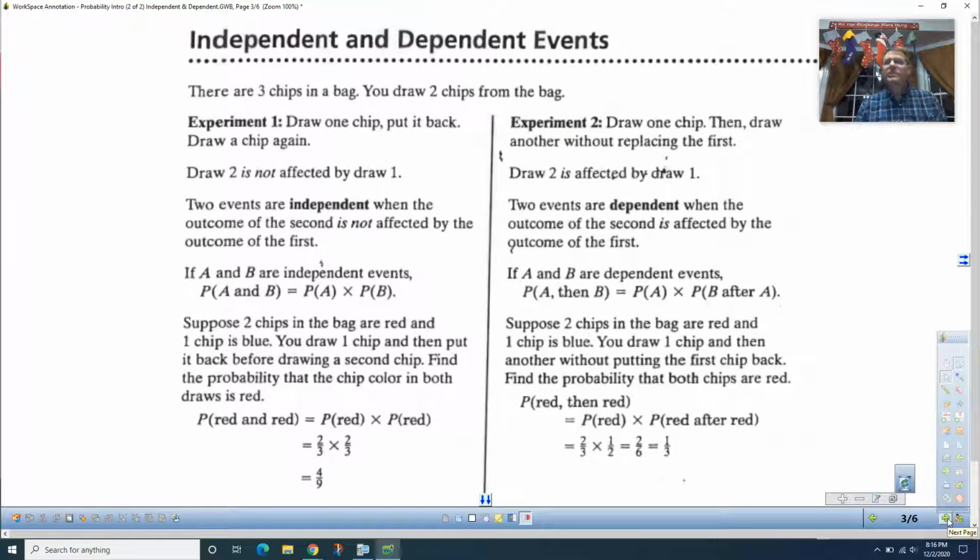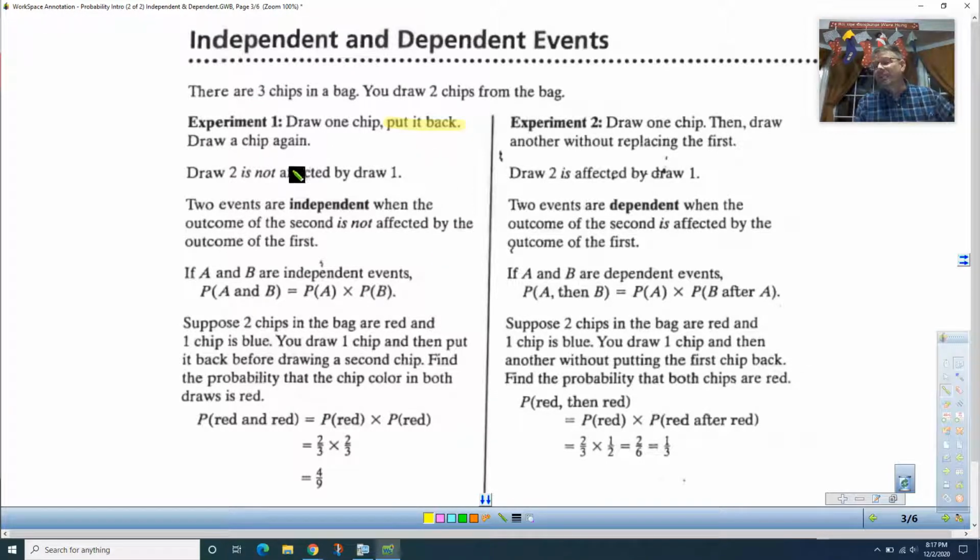Okay, let's look at a couple scenarios here dealing with independent and dependent. We've got a bag with 3 chips in it, and you're going to draw 2 chips out of it. In experiment 1, we're going to draw 1 chip and then put it back. That's a very important thing: not only are we going to draw, we're going to put it back. That's called with replacement.